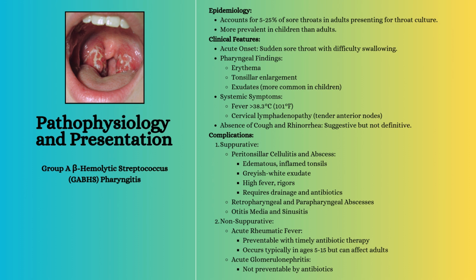Retropharyngeal and parapharyngeal abscesses, otitis media and sinusitis. Non-suppurative: acute rheumatic fever, preventable with timely antibiotic therapy, occurs typically in ages 5 to 15 but can affect adults. Acute glomerulonephritis, not preventable by antibiotics.